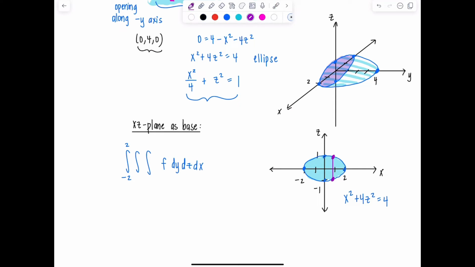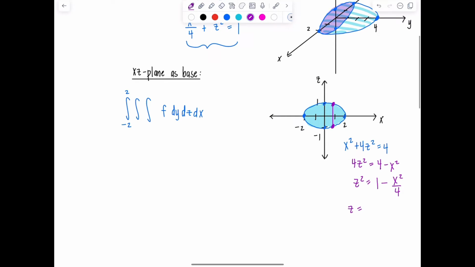So let me rearrange the equation of the ellipse. Solve for z. So 4z squared equals 4 minus x squared. And then that means z squared is 1 minus x squared over 4. And so we have z equals plus or minus rad 1 minus x squared over 4. The positive radical is the upper half of the ellipse, and the negative radical is the lower half of the ellipse. So maybe now that makes it clear what the upper and lower limits should be.